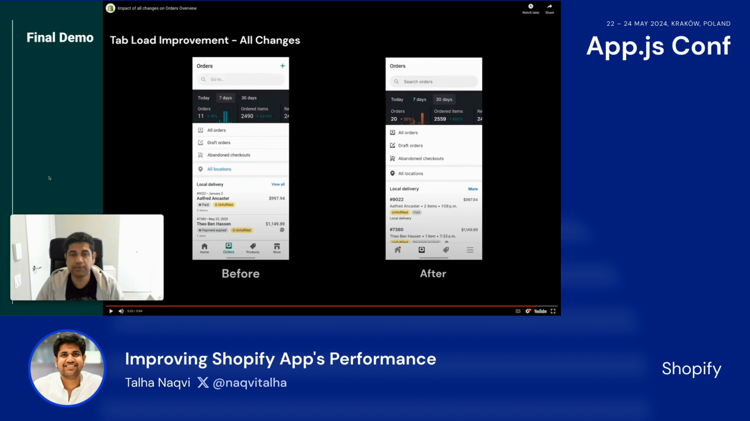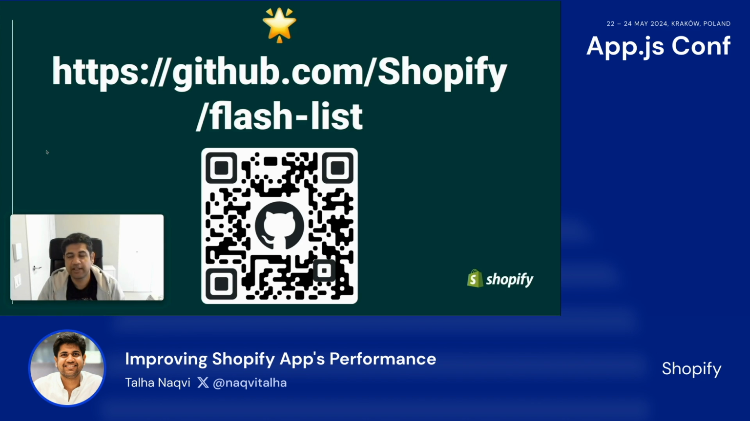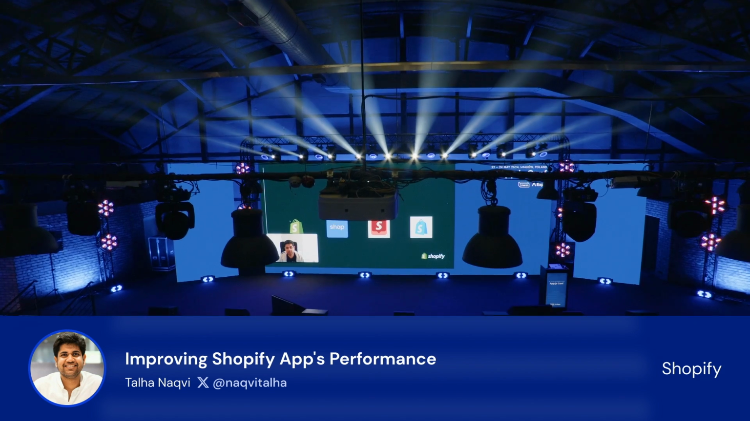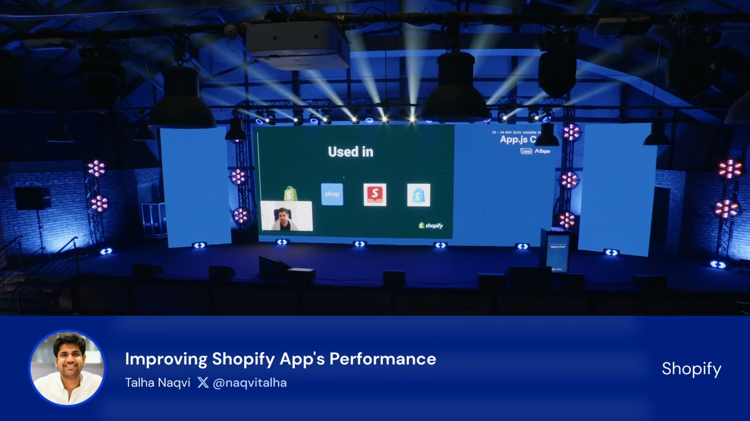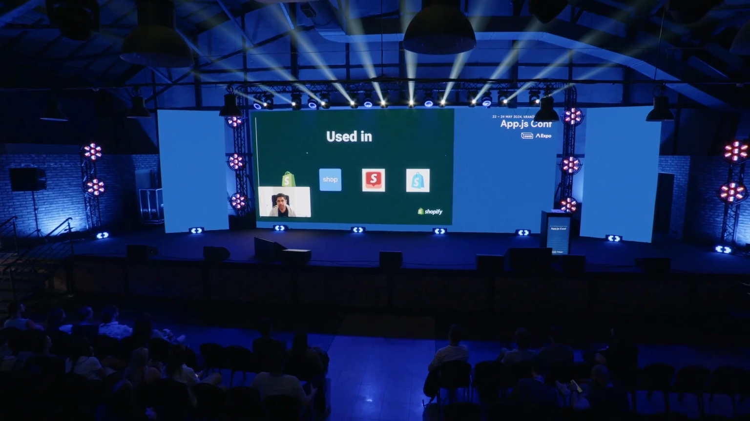P75 times are at 500 milliseconds. So we are very happy with the progress, and performance work never really finishes. So we still continue to look for issues, look for regressions, and continue to optimize the app. But we are very happy with the results overall. And yeah, FlashList played a very important role in this journey. So I would highly encourage you to go check it out, give it a star if it helps you. It's super stable. It's being used in the Shopify app, Shop app, Inbox, POS. So you can use it today with very high confidence.